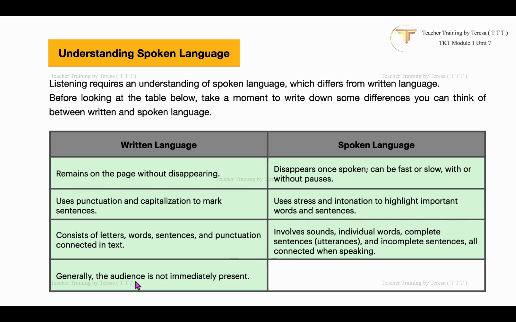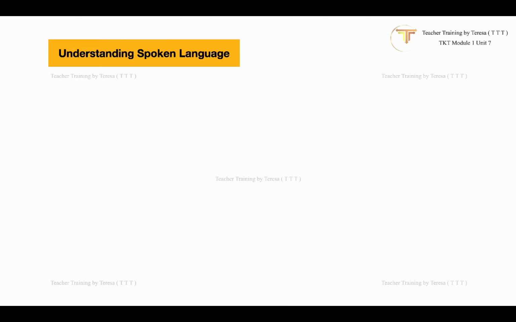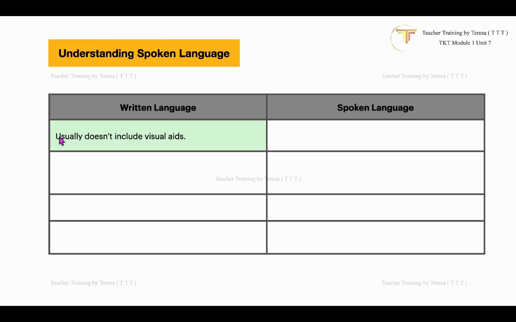In writing, generally, the audience is not immediately present. Speaking requires real-time awareness of the audience's reactions and understanding. Written language usually doesn't include visual aids. Spoken language uses body language, such as gestures and facial expressions.